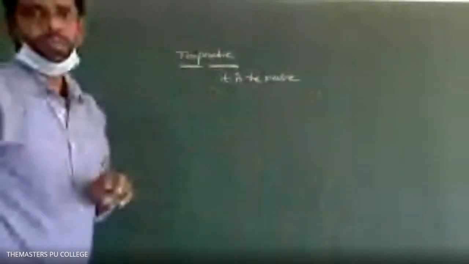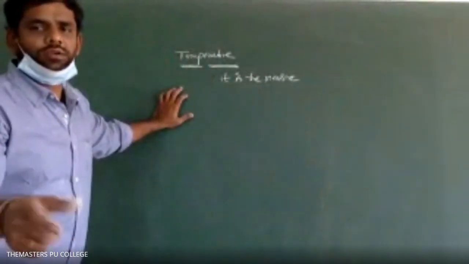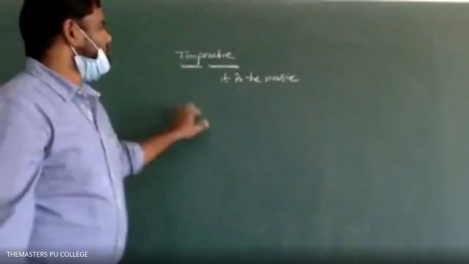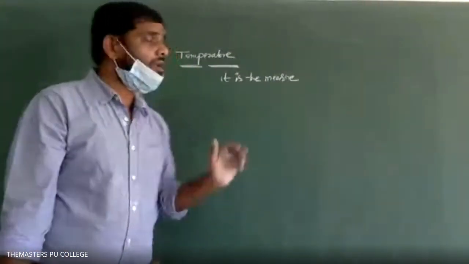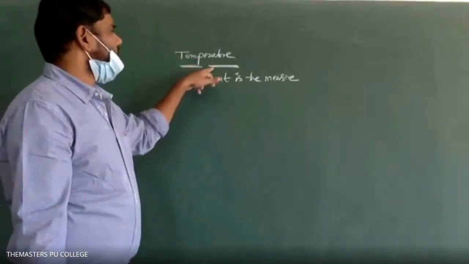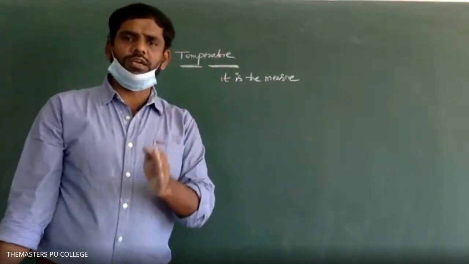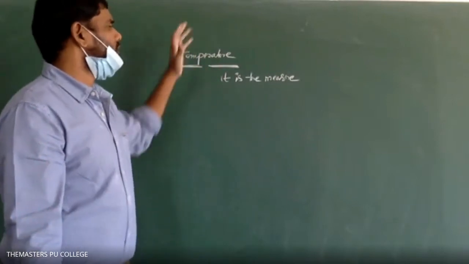Now, it is one of the fundamental physical quantities which we have studied in the first chapter called units and measurements. There we have discussed the 7 fundamental quantities and 2 supplementary quantities. So temperature is among one of those 7 fundamental quantities, like length, mass, time, electric current. How can we define temperature?